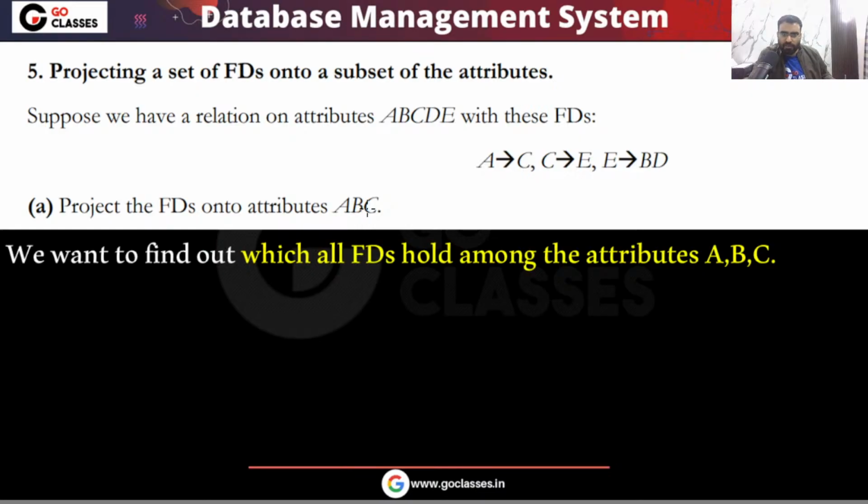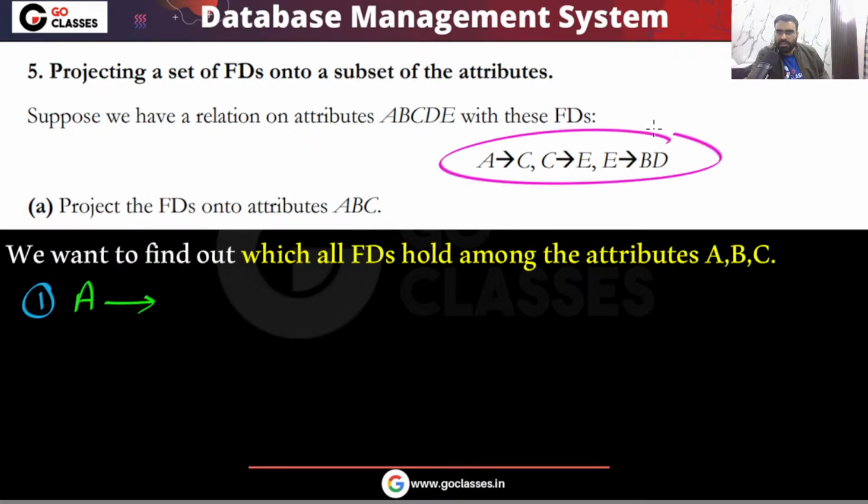Very simple. What we will do, first we will start with what A can derive. Okay, let's see. In this set of functional dependencies, you find what is A closure, basically what A can derive. And remember, our focus will be only on ABC, because we want to find out the functional dependencies that will hold among these attributes ABC. So first we will find out what A can derive. This is what we want to find out. Very simple point. I hope you understood.